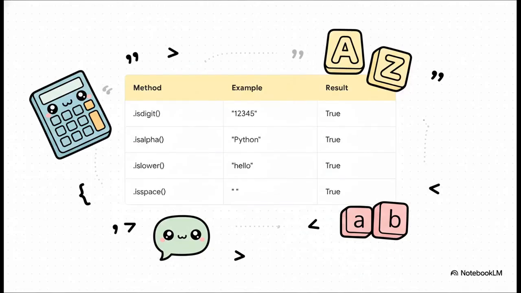Just take a look here. This is a quick snapshot of some of the most useful is methods. So let's say you need to check if a user's input for their zip code is only numbers. .isdigit gives you that quick yes or no. Or maybe you want to make sure a name only contains letters. .isalpha has your back. Is it all lowercase? .islower. Is it literally just an empty space? .isspace. These are so useful for writing code that doesn't break when it gets weird input.